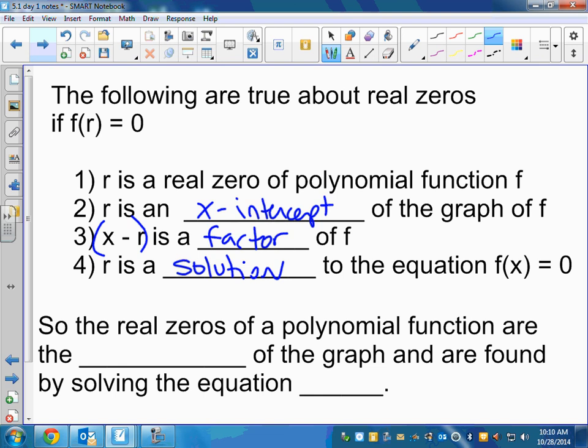I don't really plan that I'm ever going to ask you to repeat these 4 things, but it's important because I could ask a question 4 different ways. I could say find the solution to this. I could say find the zeros of this. I could say find the x-intercepts of this. I could say find the factors of this function. All of those mean setting that equation equal to 0 and solving it. And so you just have to make sure you're aware that those all mean the same thing.